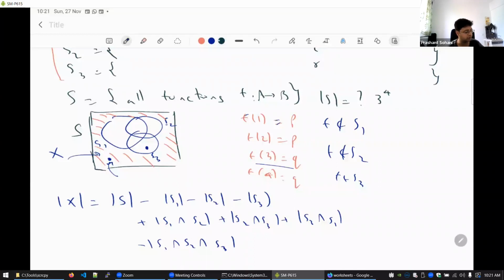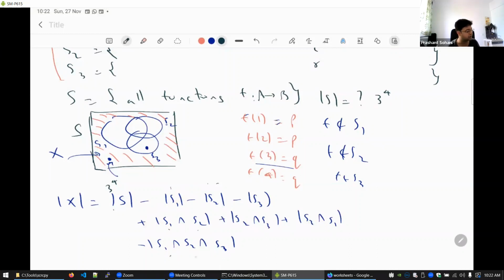Now the only question is, can we count each of these individual regions? If we can count them, then we can find the answer. Mod of S we have already answered, that is 3 raised to 4. Now we have to answer all the other questions. But note that S1, S2, S3 will be symmetric, right? So if we find the answer of one of them, that will give us the answer of the others. Similarly, for S1 intersection S2, once we count that, we don't need to separately count the other two cases, because cyclically they will be similar.